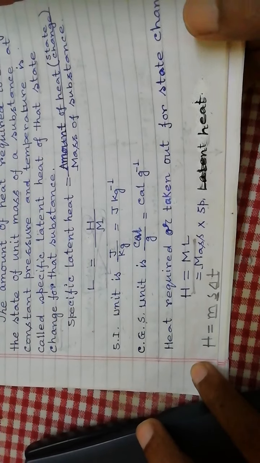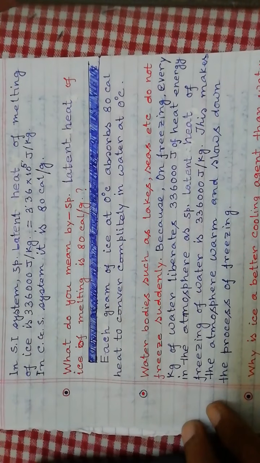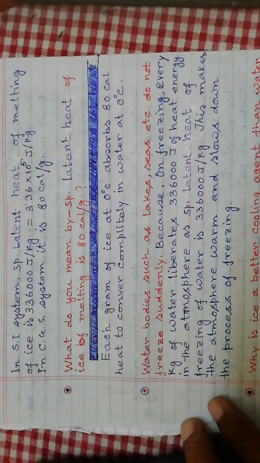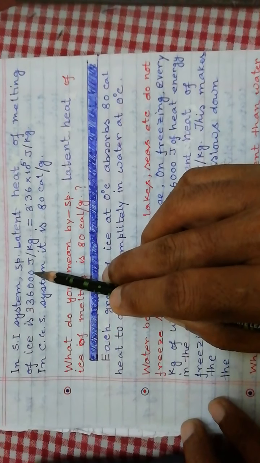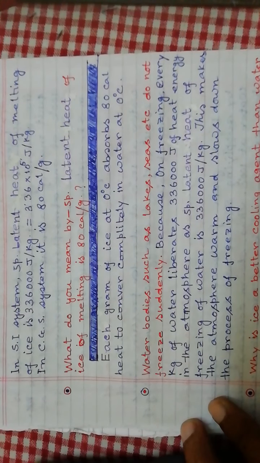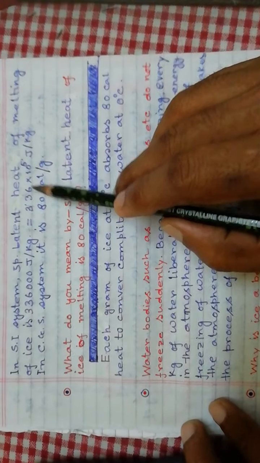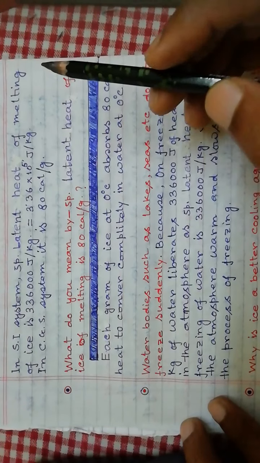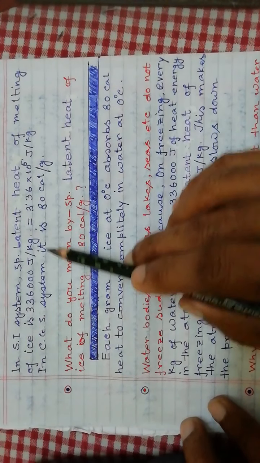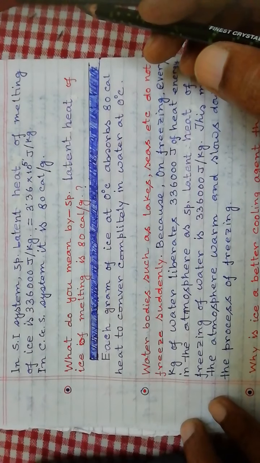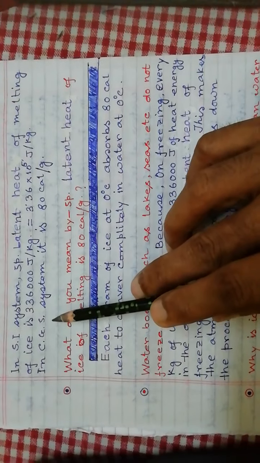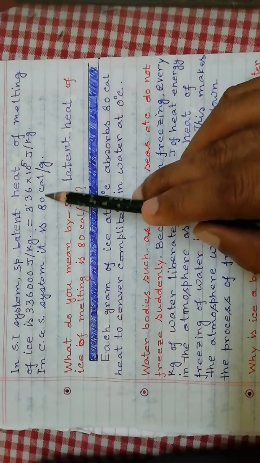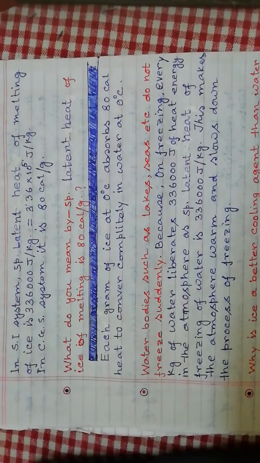Now the specific latent heat of melting or fusion of ice. In SI system, its value is 336,000 joule per kg or 3.36 into 10 to the power 5 joule per kg. And in CGS system, it is 80 calorie per gram. Now the question is, what is the meaning of these two statements? First you have to discuss 80 calorie per gram. What is the meaning of it?